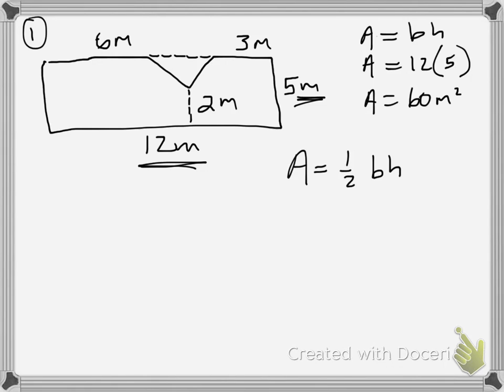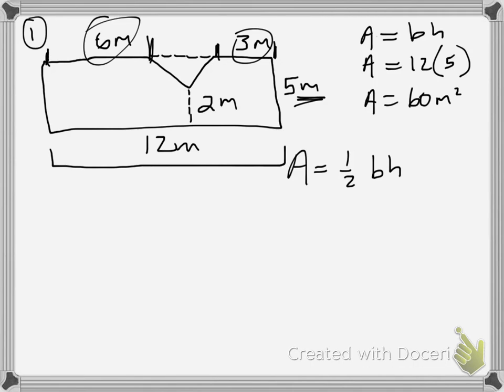So let's get started. How about the base? Well, I know that the whole distance of this rectangle is 12. And I know that this much of it is 6, and this much of it is 3. So if I have 6, and I have 3, and I know the whole thing is 12, I can figure out what's missing. Well, 6 plus 3 is 9. How much more do I need to get up to 12? I need 3 to get up to 12. So that lets me know that this distance right here is 3.